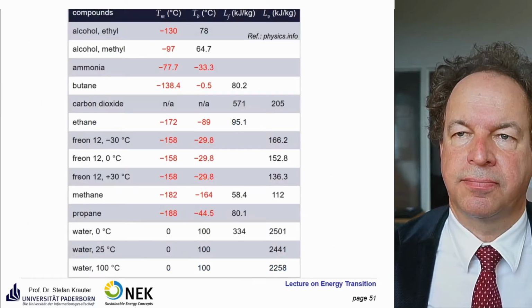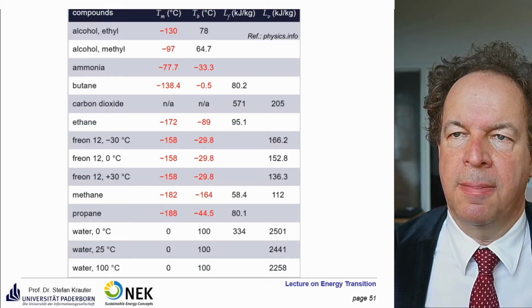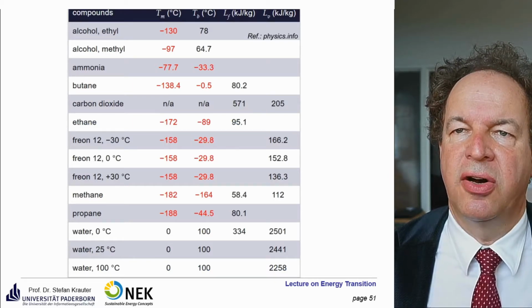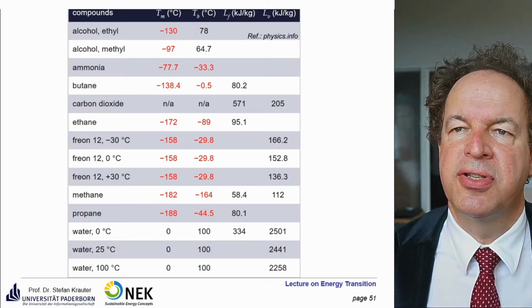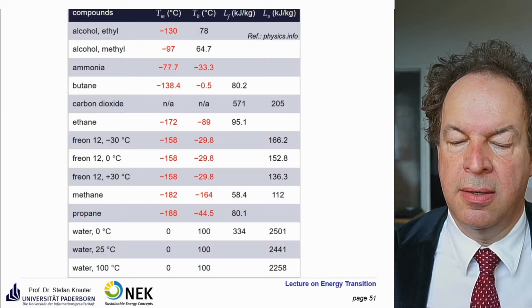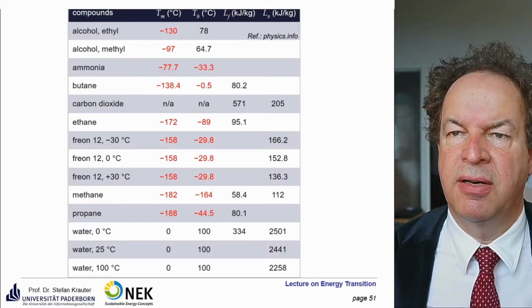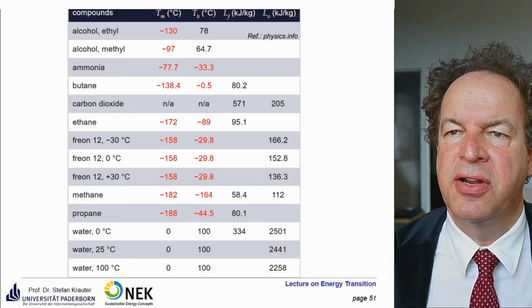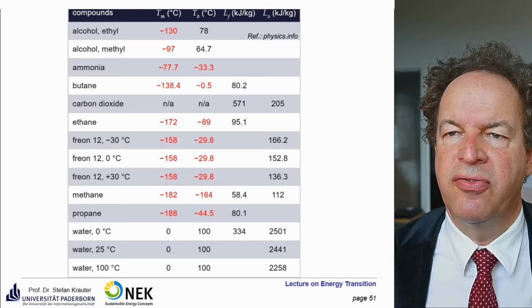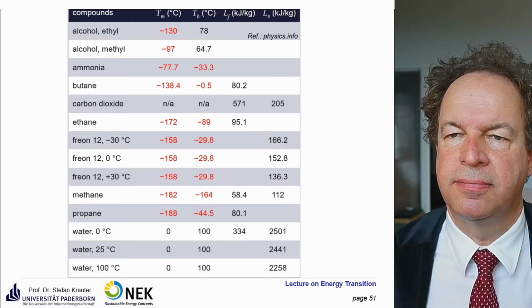Here are some properties of different materials. For example, here first is alcohol. It has a boiling point of 78 degrees, a freezing point of minus 130 degrees, and so on. So you have all the different materials.